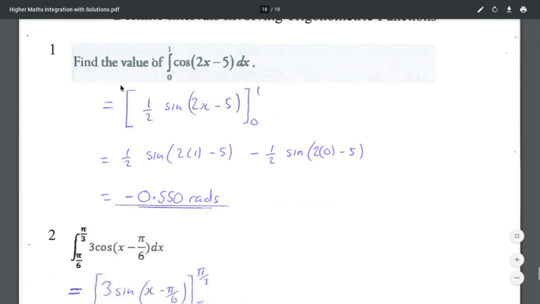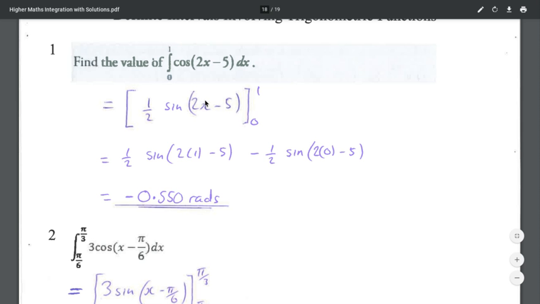Okay, so 1/2 sine of 2x minus 5 between 0 and 1, so square bracket 0 and 1. So substitute in 1, substitute in the 0, and all of this we could just evaluate on the calculator in one go.